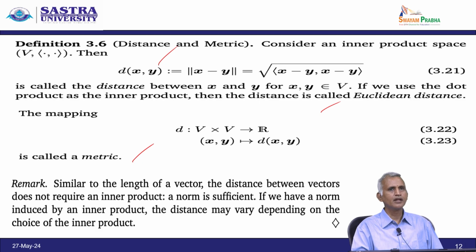Similar to the length of a vector, the distance between vectors does not require an inner product. A norm is sufficient, and if we have a norm induced by the inner product, the distance may vary depending on the choice of the inner product.